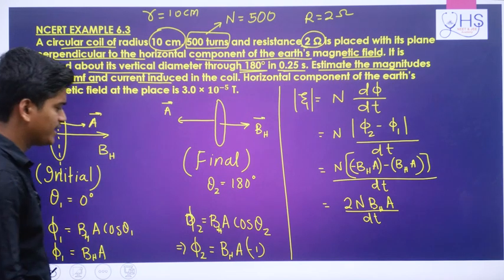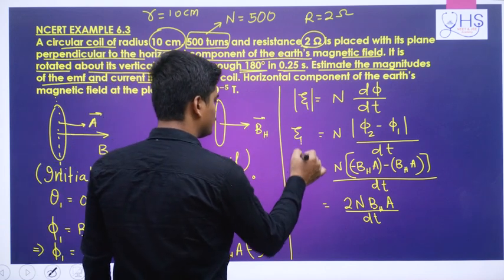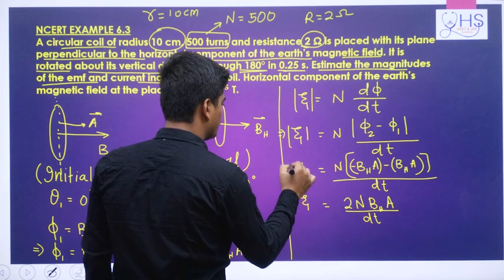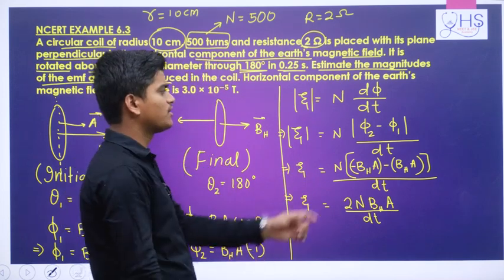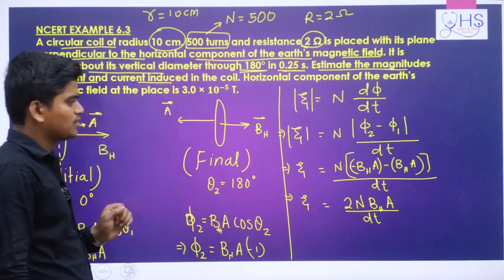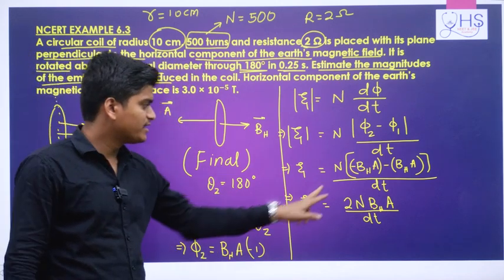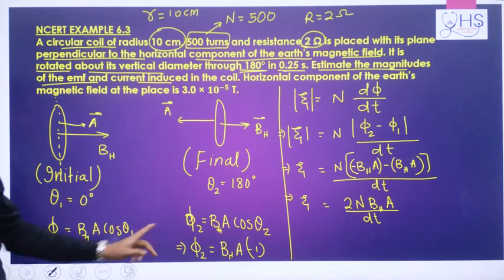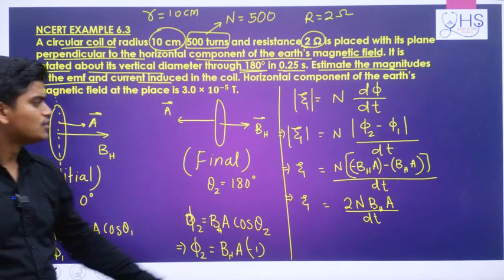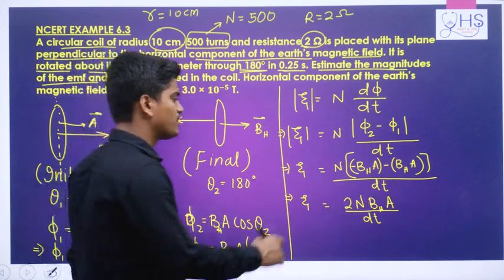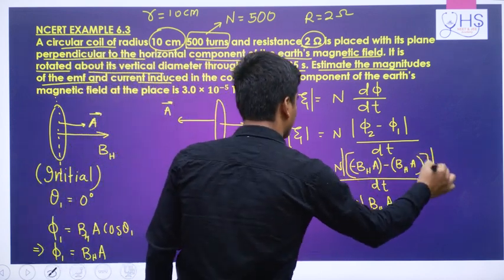Now that means your induced EMF magnitude, remember I am finding magnitude, because in this formula a minus sign can also come if you do not write magnitude. See, your final flux is minus BHA and the initial flux is plus BHA, because theta 1 is 0 and theta 2 is 180. So it would be minus 2BHA, but as I am taking magnitude, I take everything positive.